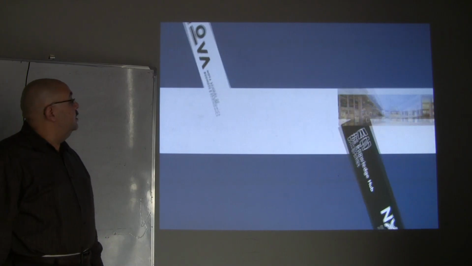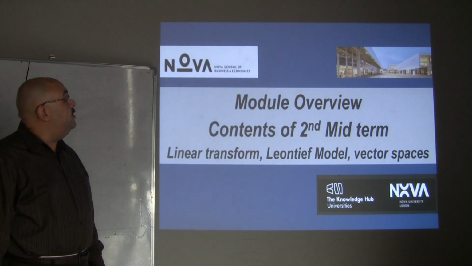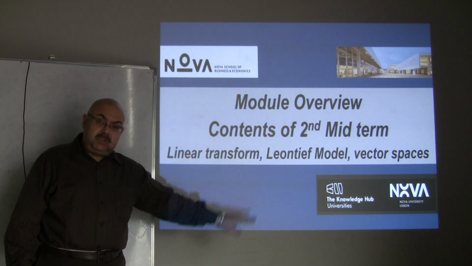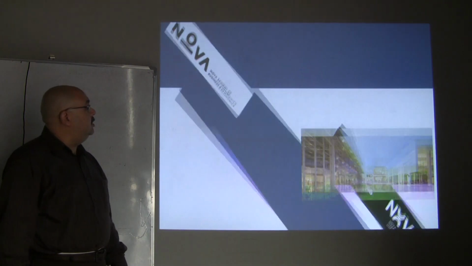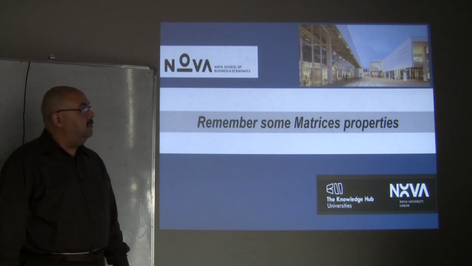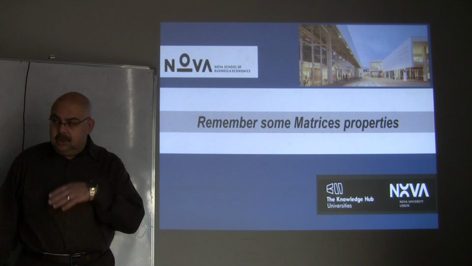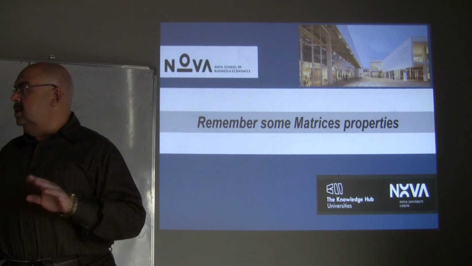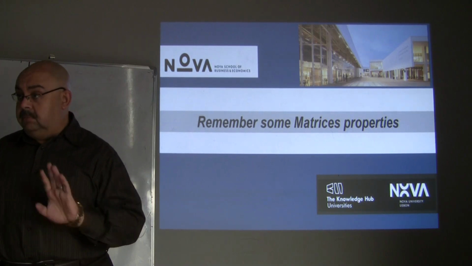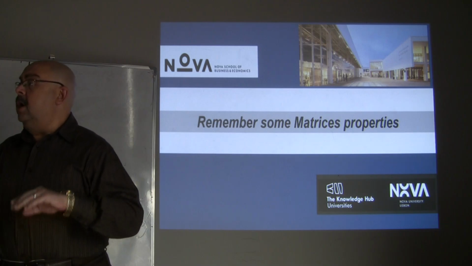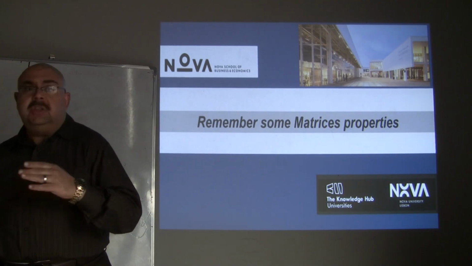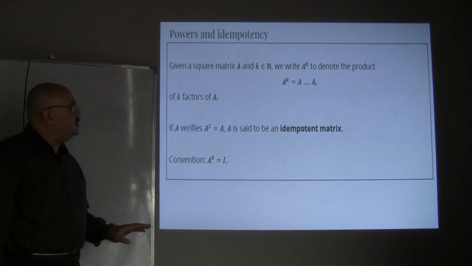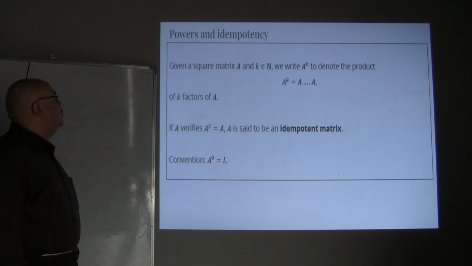Okay. Let's start with the overview, contents of the second midterm, linear transformation, layer 2 of matrix, and the vector spaces. I will start from some of the knowledge about matrices properties. Of course, I'm sure that all of you master the relations in matrices. We already had our first midterm just focusing on the properties of matrices, the inversion, the transposition, the multiplication, and everything else. Okay, you will need those reminders just to refresh your information.